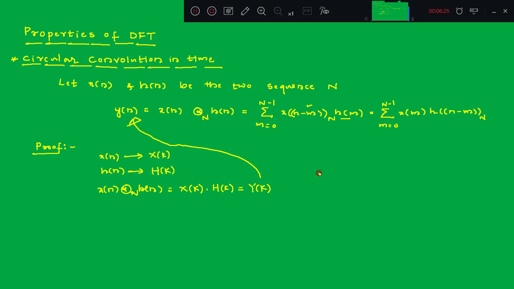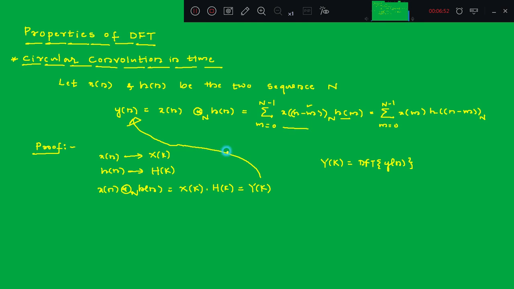Therefore, I will start with the DFT of the circularly convolved sequence y of n. So this Y of k is the DFT of y of n. Y of k is the DFT of y of n, and this y of n is the convolved sequence of x of n and h of n, which is given by what?